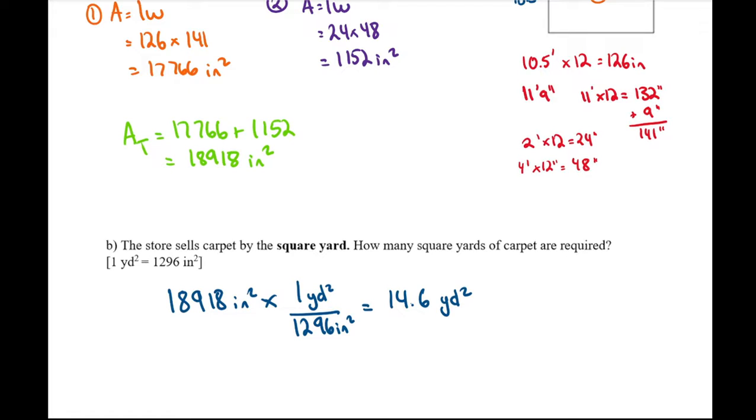You could also argue, well, in a store you're not going to get a decimal version of a yard of carpet, so you might round that up to 15. But again, this would be rounded to 1 decimal place.